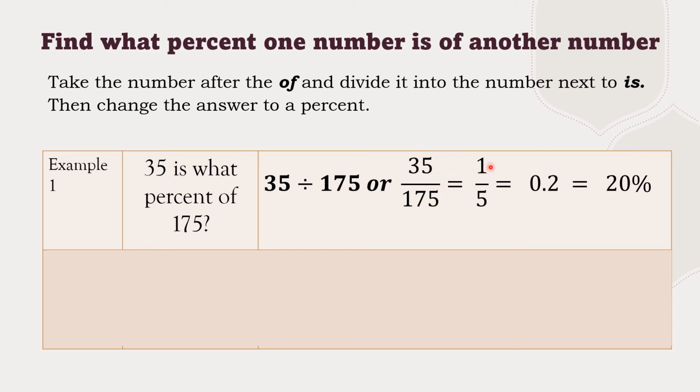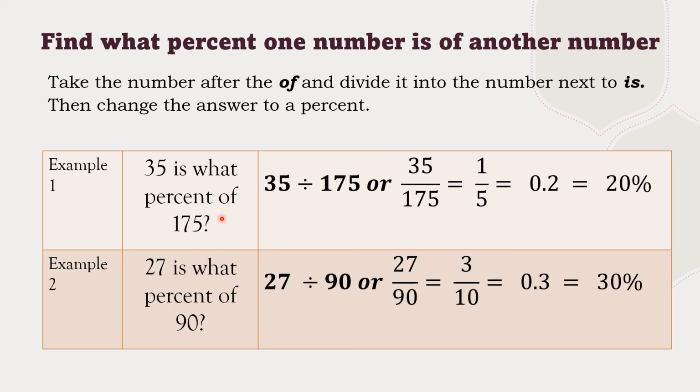Reduce this to lowest form, but of course it's still up to you if you want to proceed to dividing, since we will arrive at the same answer. So 1 over 5 is equal to 2/10 or 20%. We change our answer, the 2/10, to a percent, so that is 20%. So 35 is 20% of 175.